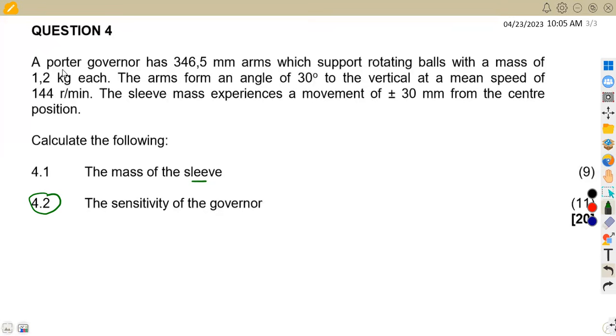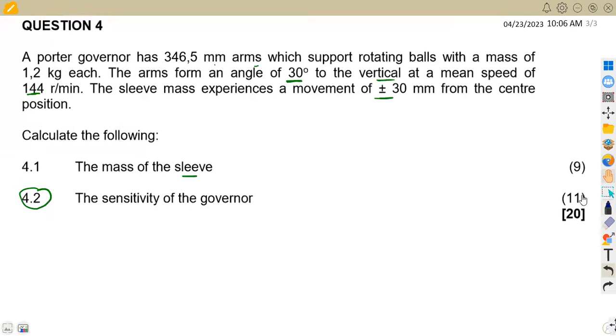Okay, so we are given that a Porter governor has 346.5 millimeter arms, which support the rotating balls with a mass of 1.2 kgs each. The arms form an angle of 30 degrees to the vertical at a mean speed. We are given the mean speed of 144 revs per minute, and the sleeve mass experiences a movement of plus or minus 30 millimeters from the center position. Calculate the mass of the sleeve. All right, so let's take down the information that we are given.